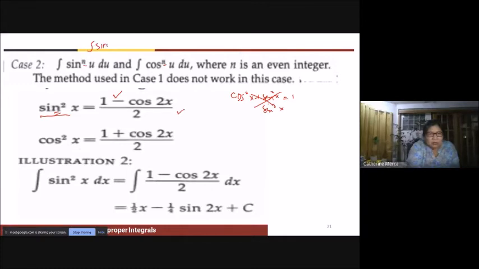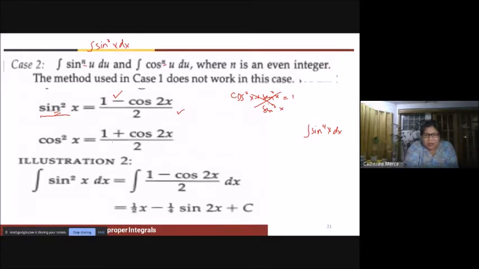Sine cube. So if you have sine cube x dx, you cannot make use of this method. This formula is not applicable. For sine squared x dx, what you can use is if you have the integral of sine to the fourth x dx. For sine to the fourth, you just square it back.